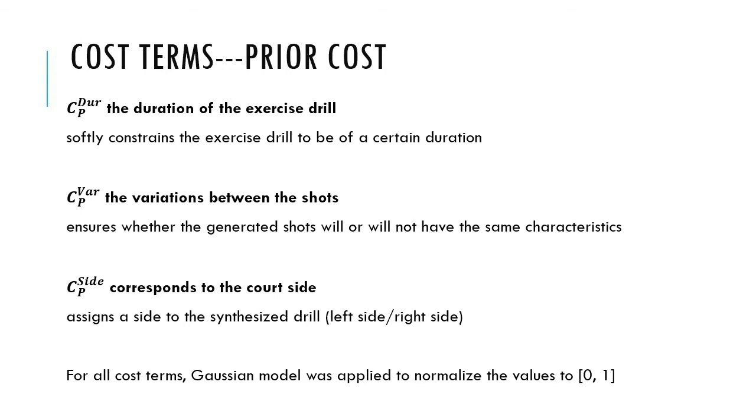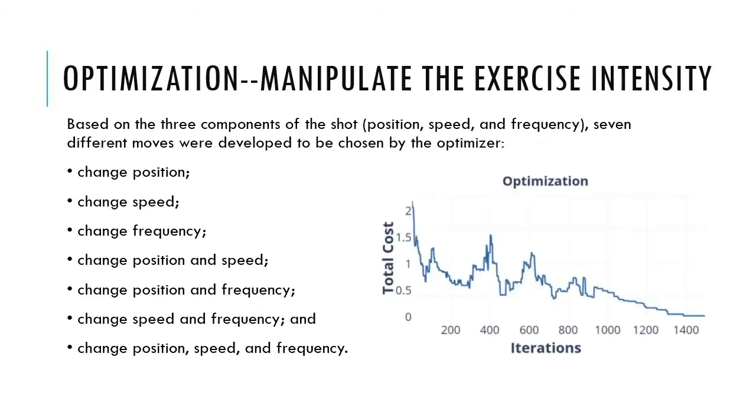In this case, it would either be a left side or a right side. For all cost terms, a Gaussian model was applied to normalize the values from 0 to 1. Next is optimization. The target objective of the optimization process was to manipulate the exercise intensity.